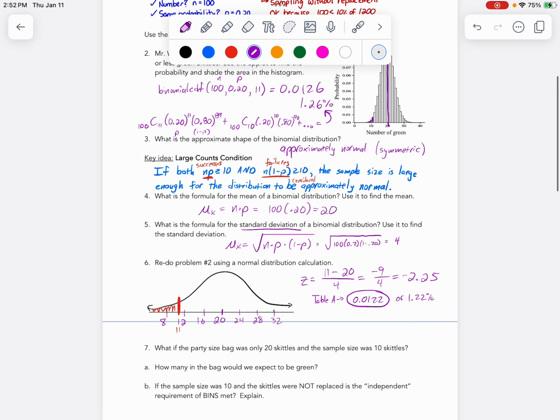This is the whole point. These are almost identical. So meaning that, was it reasonable to say that this is approximately normal? Yes, it was reasonable. Look how close the answers turned out to be, okay?